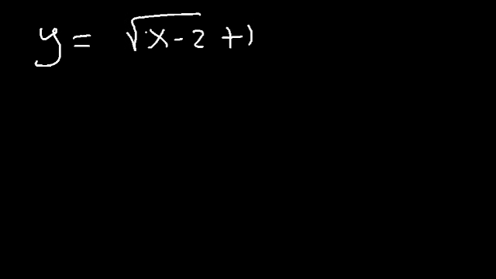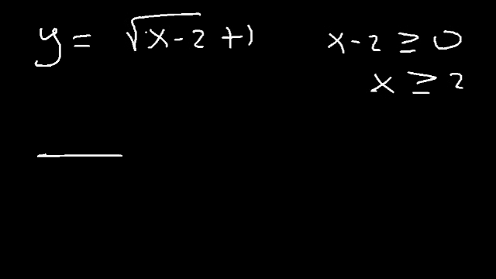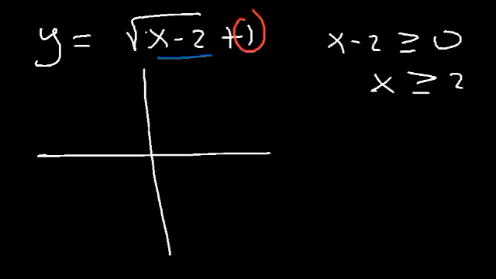So let's say you have the function y is equal to the square root of x minus 2 plus 1, and you want to find the domain and range. To find the domain of a radical function, most of the time you could set the inside equal to or greater than 0. So x is going to be equal to or greater than 2. Or you can graph it. So you can see that it shifts 2 units to the right and up 1.